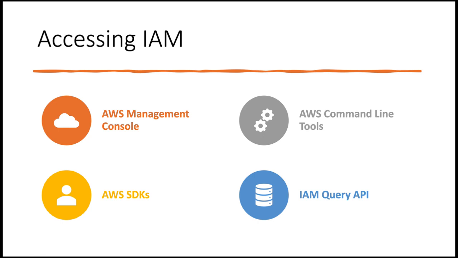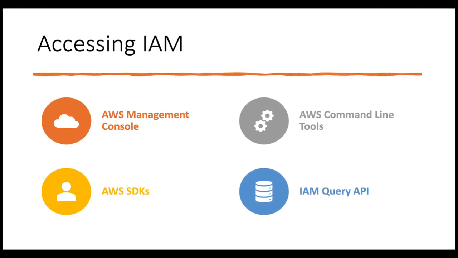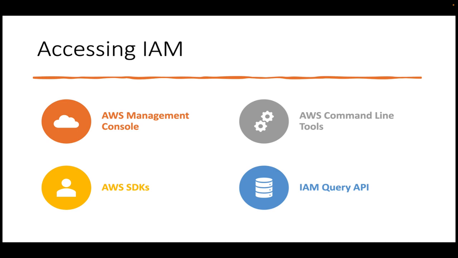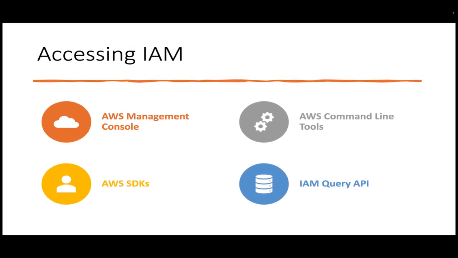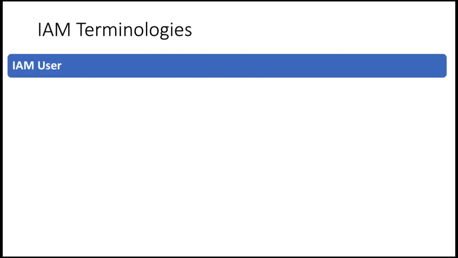IAM query APIs, again, this is another way that you can configure IAM in your AWS account. You can access IAM functionalities, IAM features through these four mechanisms. It is important for us to understand some basic terminologies relating to IAM, and one of them is IAM users.